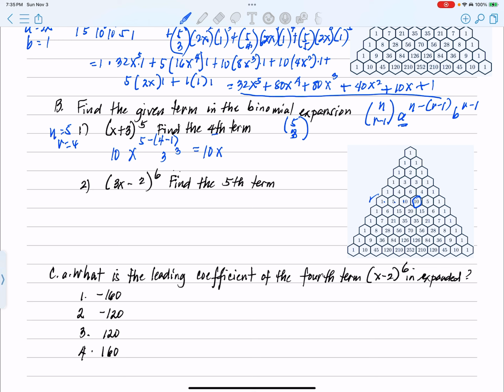Five minus 3, it's 2. Then our second term is 3 to the third, which is 27. 10 times 27 x squared, that is 270 x squared.